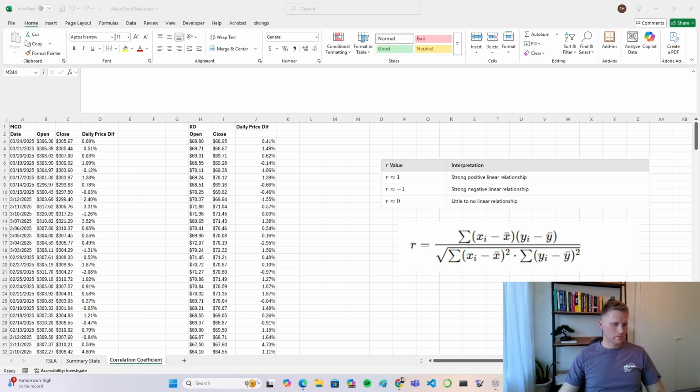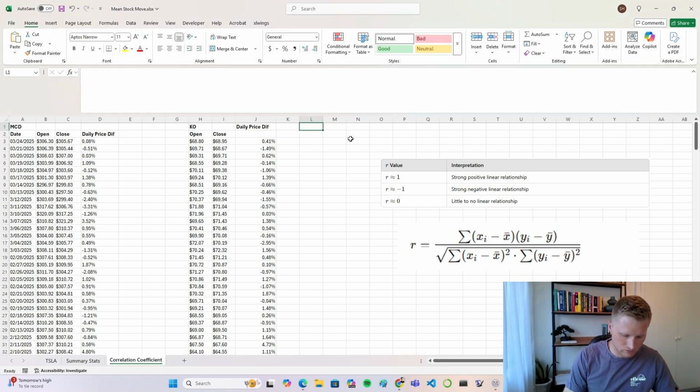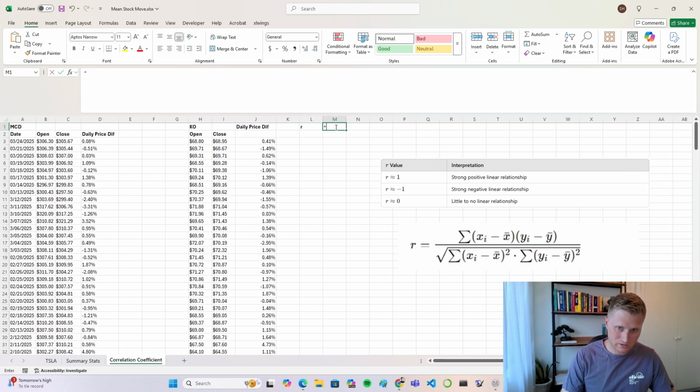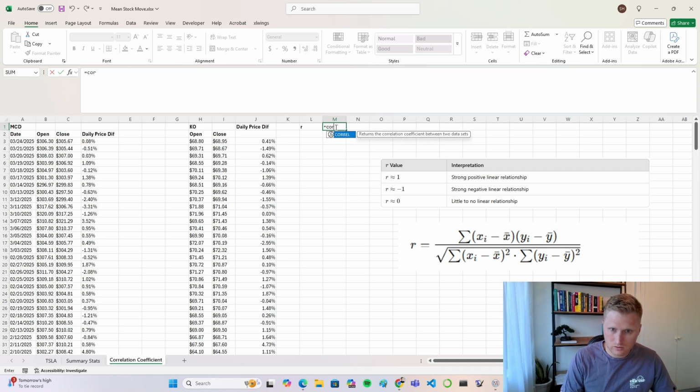Now for the calculator. All right, so let's move on to the correlation coefficient. So we'll set up a little, call it R. So R value. I've only done this the longest way possible, not with the formula. So let's see what we get. So we want to do the correlation. It returns the correlation coefficient between two data sets. And as we can see here, that's correlation. Array 1 is going to be the data set 1 and array 2.